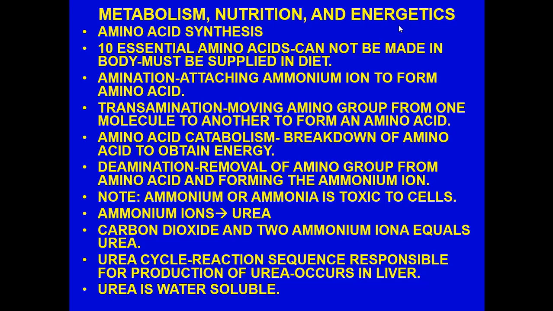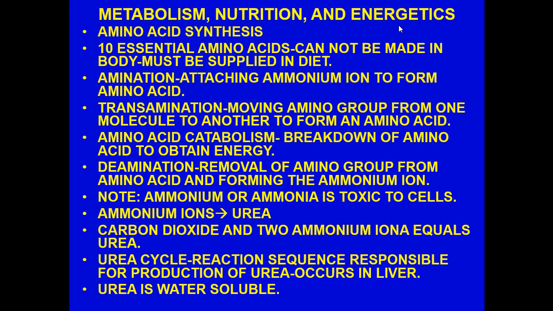When we talk about amino acid catabolism, the breakdown of amino acids to obtain energy, what you have to do is remove that amino group. So we have what's called deamination. It's the removal of the amino group from the amino acid, and it will form an ammonium ion. Now, the bulk of this occurs in the liver.